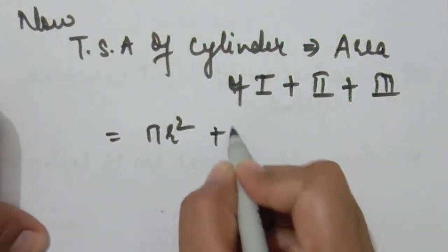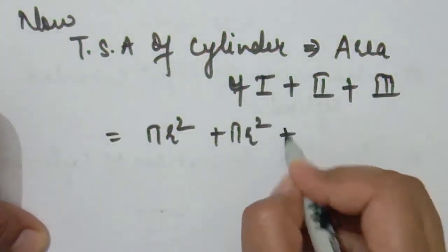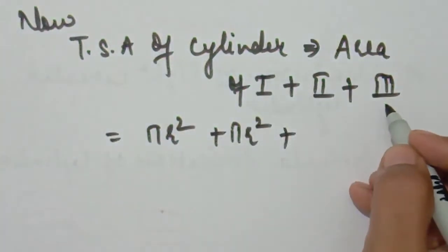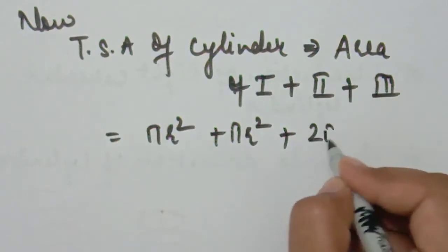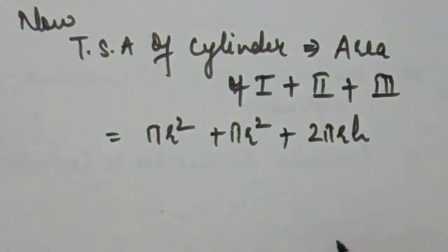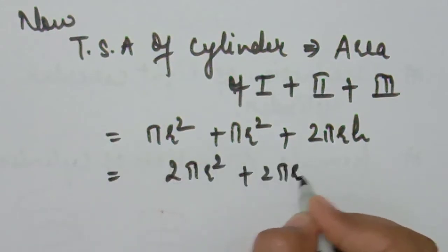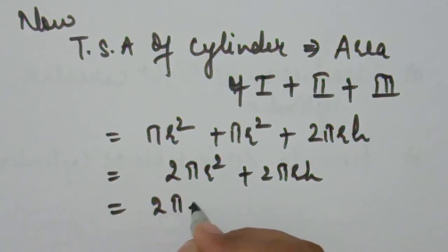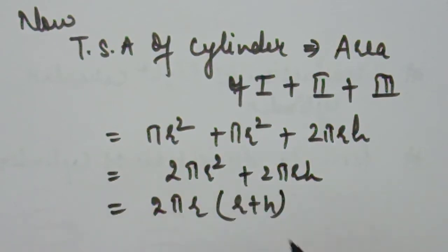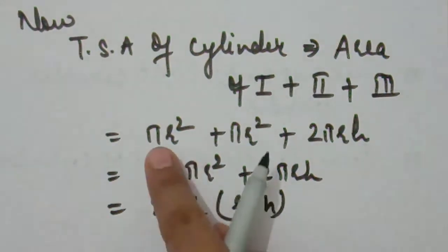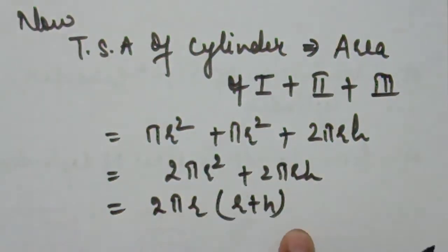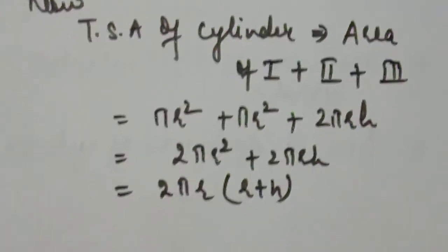Again the area of the second face is pi r square, and the area of the third face, which is the curved face of the cylinder, is 2 pi r h. Now we have 2 pi r square plus 2 pi r h. We will take 2 pi r as common, then r plus h. This is the total surface area of the cylinder. Choice is completely yours. Now students, we will do some questions of the exercise.